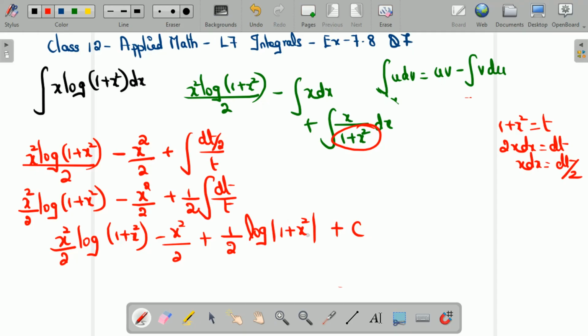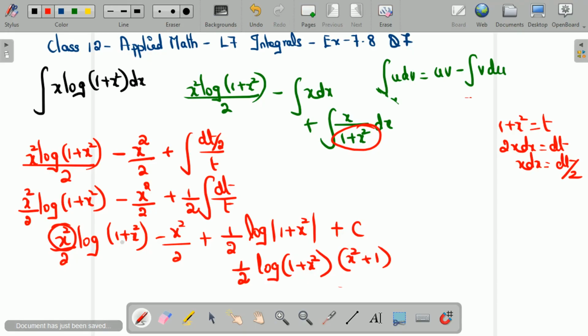Now log of 1 plus x squared by half, and this is also the same, so they are in plus sign. Log a plus log b is log ab, so this is going to be equal to log of 1 plus x squared. Here there is an x squared by 2 plus 1 by 2, so I am taking a 1 by 2 also outside. So what will be left will be this x squared plus 1, because from this term I am taking 1 by 2 log of 1 plus x squared common. So this will be into x squared plus 1 minus x squared by 2 plus c.